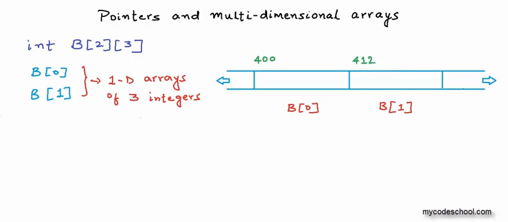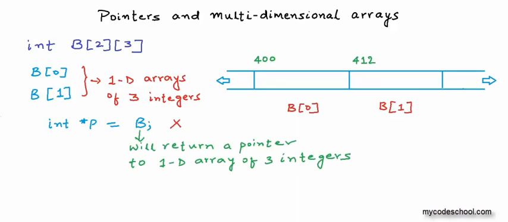As we had said, name of the array returns a pointer to the first element in the array. This time each element is not an integer. Each element is a one-dimensional array of 3 integers. So if I would write a statement like this, int asterisk p equal B, then this will give me a compilation error, because B will return a pointer to 1D array of 3 integers and not just a pointer to integer. The type of a pointer matters not when you have to read the address. It matters when you dereference or when you perform pointer arithmetic. It's really important that we understand this.